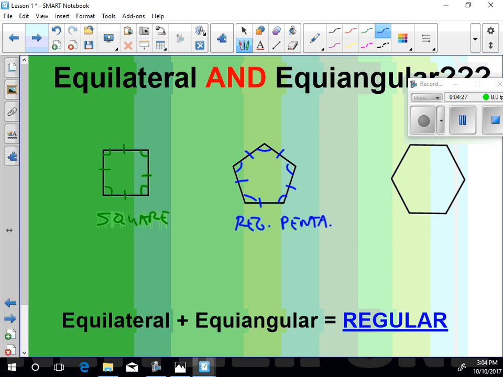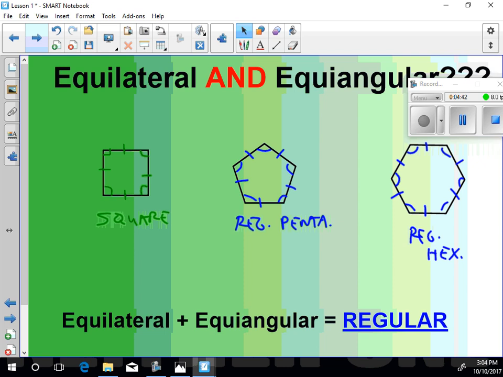I'm going to shorten that up. And then over here I'd have a regular, see if you remember, pause the video if you don't, 6-sided shape. This would be a regular hexagon. Spelling, not so good, but you get the picture. Okay, so that is a regular shape, which is both equilateral and equiangular.